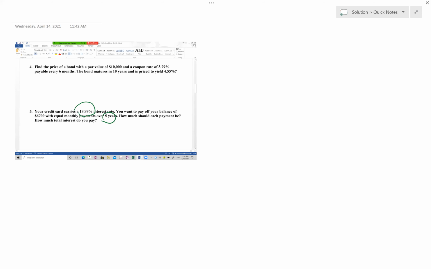So you can view this as an annuity because you have a lump sum at the present time. The lump sum is $6,700. And you also are going to pay a regular payment over a 5-year period on a monthly basis. So the regular payment is what we're looking for. We don't know that, but we do know the lump sum at the present time, right? So the present value of the annuity is $6,700.